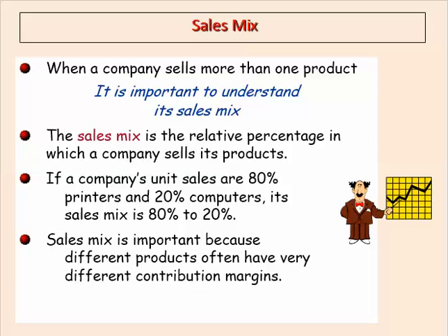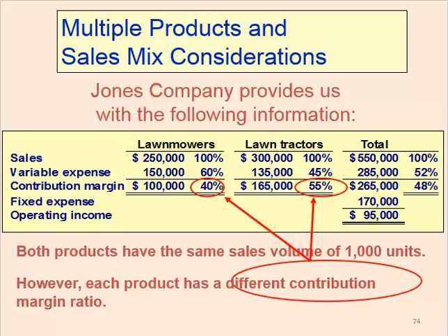And sales mix is really important, as it says here, because different products often have different contribution margins. And companies want to sell products that have a higher contribution margin because that will ultimately earn them more profit. So here in this example we have two products, lawn mowers and lawn tractors, and they both have the same amount of sales volume, which is 1,000 units. So I want you to think about which one you would prefer to sell.